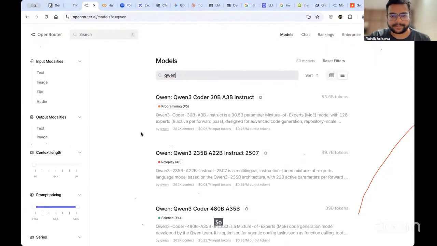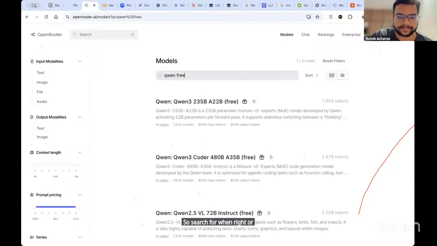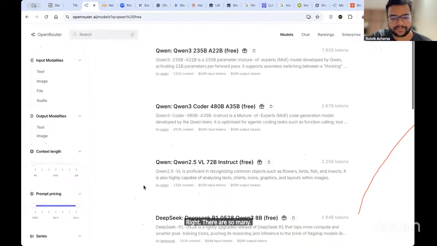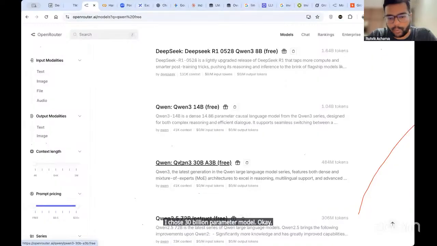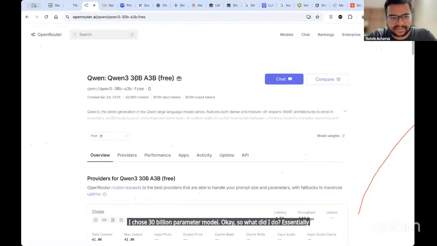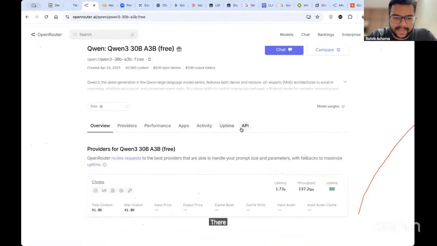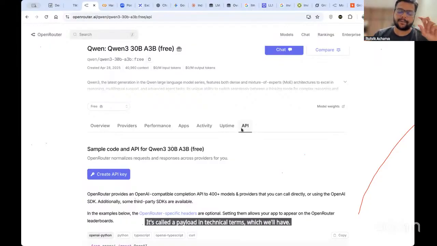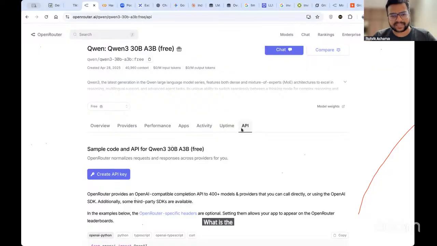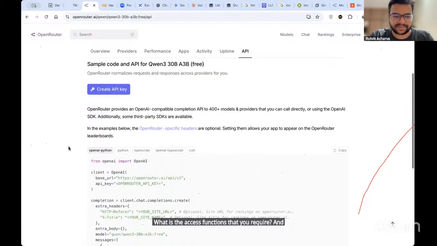So search for Qwen, right? Or search for Qwen free, right? There are so many models available for free. I chose a 30 billion parameter model. Okay. So what did I do essentially? I clicked on this. There is a sample API that you have. That code snippet is called a payload in technical terms, which will have the access functions that you require and so on to make a specific call.